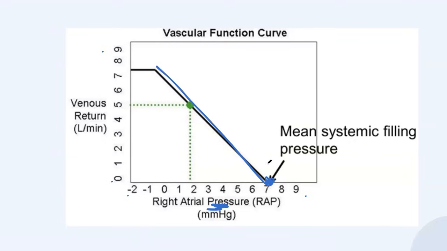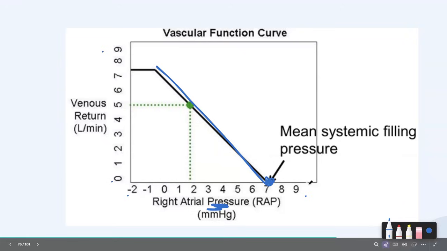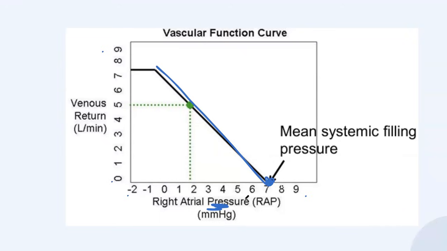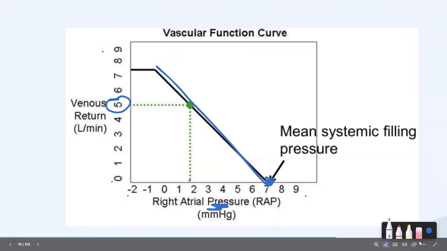This is the mean systemic filling pressure anywhere. Okay, so just remember this. Now, normally we learned that right atrial pressure is 0, and when it is 0, the mean systemic filling pressure is 7. And in those conditions, the venous return must be 5 liters per minute. However, in this graph, you'll notice that it's not 0, it's like 1.5, but ignore that, just pretend it's 0, okay? We're gonna focus on the shape of this graph.